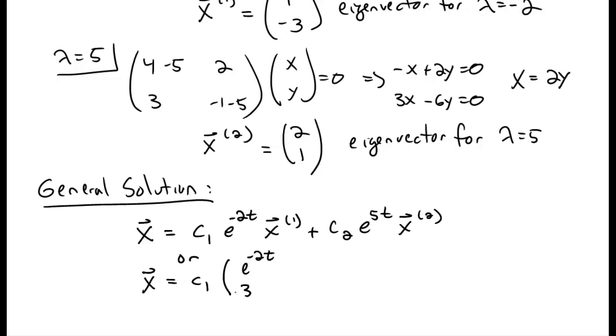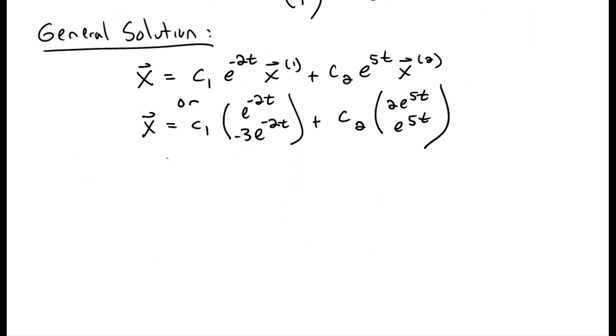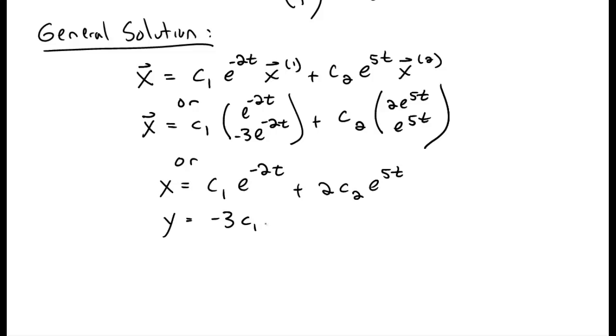Or you could write this out again in terms of the actual column vectors for the eigenvectors. Or what actually makes more sense is writing it in terms of x and y, our original coordinates. So c1 e to the minus 2t plus 2c2 e to the 5t for x, and for y, minus 3c1 e to the minus 2t plus c2 e to the 5t.